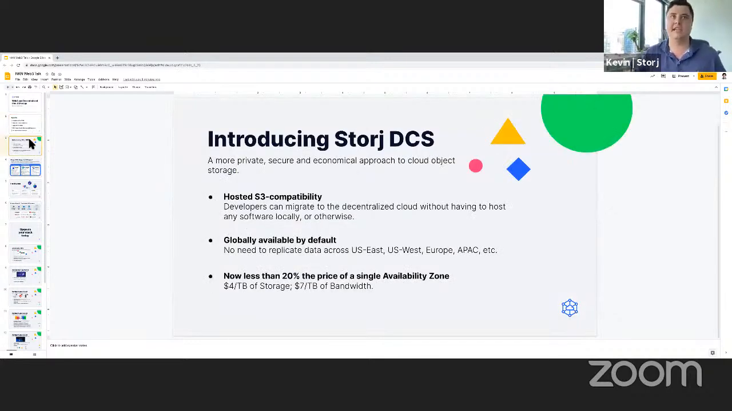And so Storj DCS, again, we touched on it earlier. It's a more private, secure, and economical approach to cloud storage. And so really, if you've used Amazon S3, very familiar tool set. You create buckets, you put objects in buckets, you stream them and delete them.